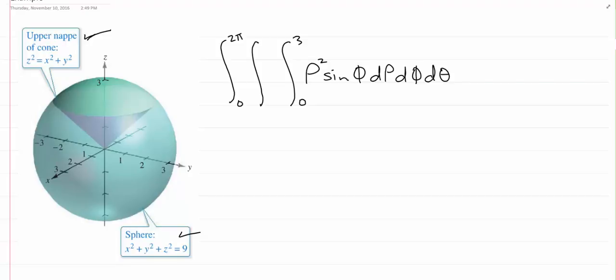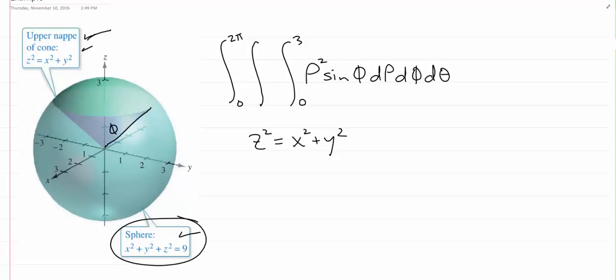Well, that's what we've got to figure out. In other words, we've got to look at this and see what this angle is right here. Since you realize it's a cone of this form, you know that it's going to be pi over 4. We're going to go from 0 to pi over 4. But let's see how we can know that. We know that z squared equals x squared plus y squared. Since I know that, I'm going to put in place of x squared plus y squared, z squared. So now I have z squared plus z squared equals 9.